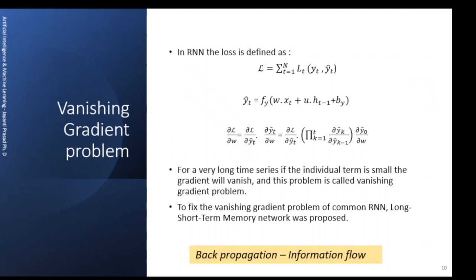And here it is shown mathematically, particularly you can focus on the third equation. It's a gradient with respect to weight. And then you can see that there is a multiplication of all intermediate gradients. And if any of them is small, then the gradient will vanish and the network will not learn much.